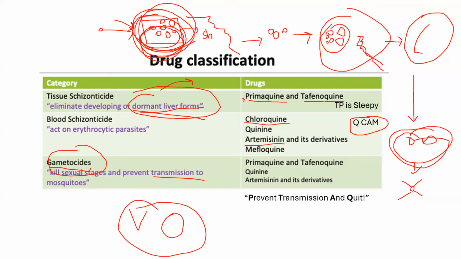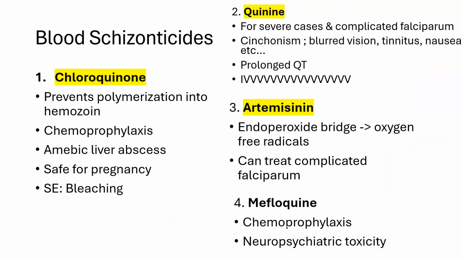Another way they can ask you this is, for example, how do we prevent recurrent relapses? Same idea. Okay, so basically that's it. Now let's go into detail with the blood schizonticides. These are not the most important, however it's good to know, and I will be focusing on the most important things.